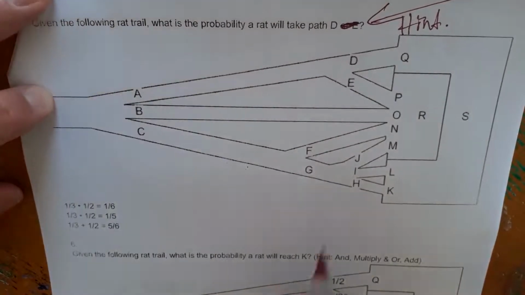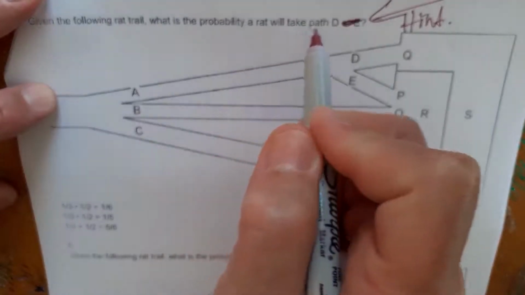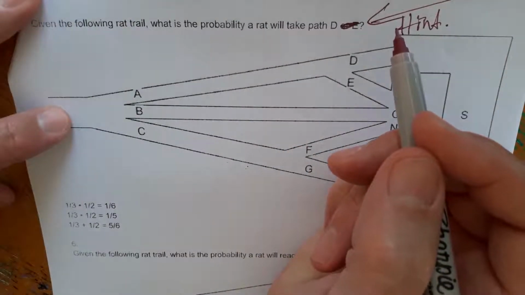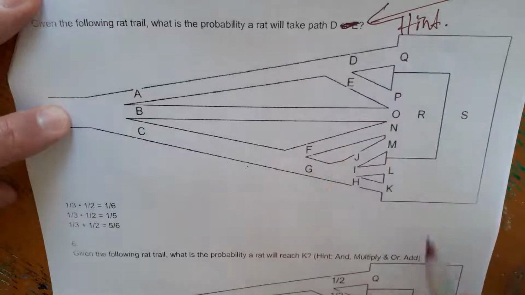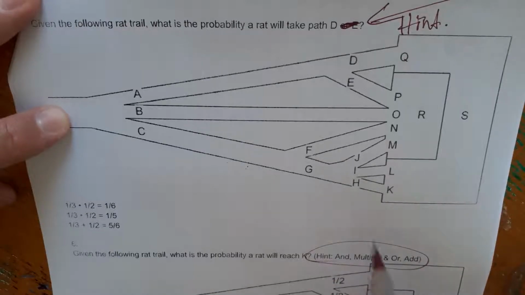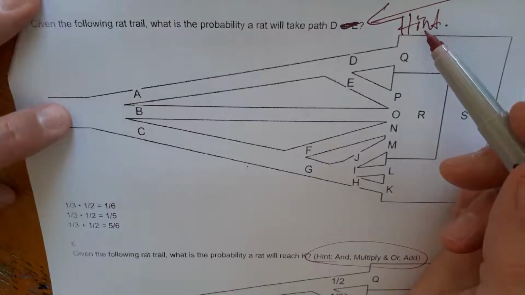All right, so this problem I already started to modify right here. Given the following rat trail, what is the probability a rat will take path D? So, first of all, I'd like this hint. This hint says to multiply and/or add. You can see it down here, this hint that I would like up at this question too. I'm going to move it there, and I'll change it for you by the time you see it.